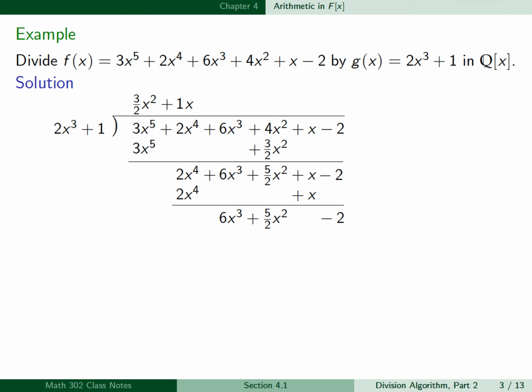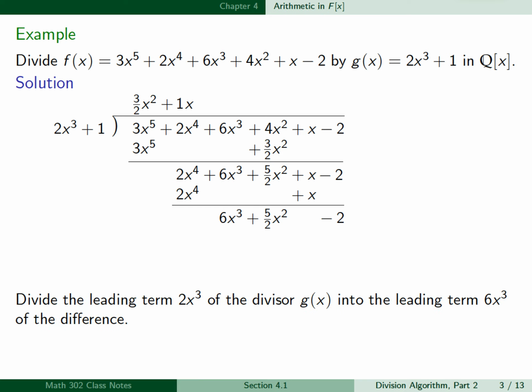And then our third step, we're going to divide the leading term 2x cubed of the divisor into the leading term 6x cubed of our difference polynomial. And this will be 6x cubed over 2x cubed, which is 6 times 2 to the negative 1, x to the 3 minus 3 power. And this is just going to be equal to 3. 3 times x to the 0, which is just 1.